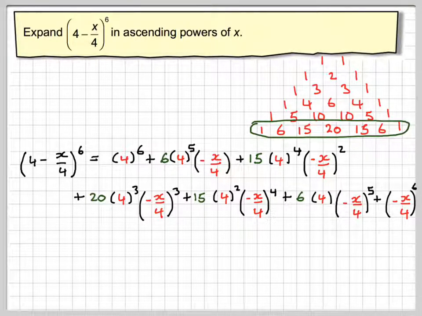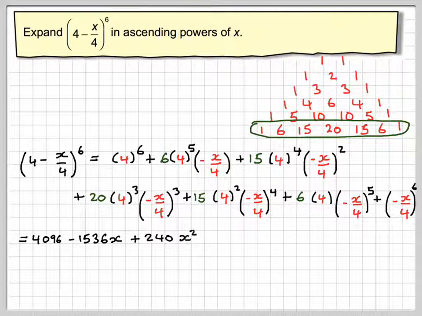Right, now with our calculator, we just need to be very careful to work these out. 4^6 is 4096, and we now need to do 6 times 4^5 divided by minus 4, which gives me minus 1536x. Then we've got to do 15 times 4^4 divided by minus 4 squared. That gives me 240x^2. Now we've got to do 20 times 4^3 divided by minus 4^3. Gives me minus 20x^3.